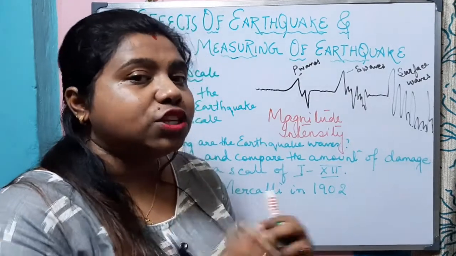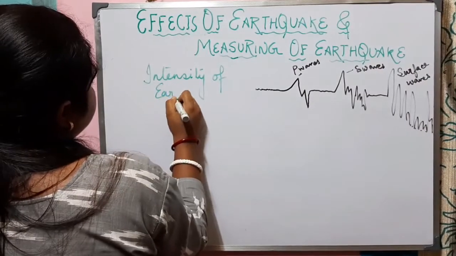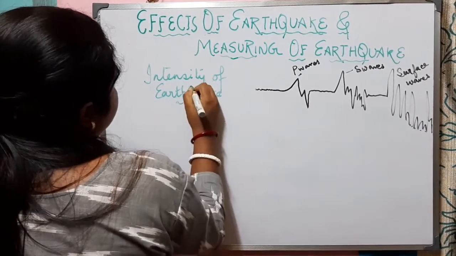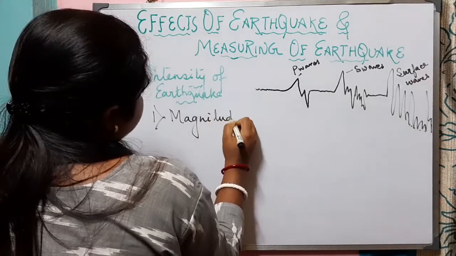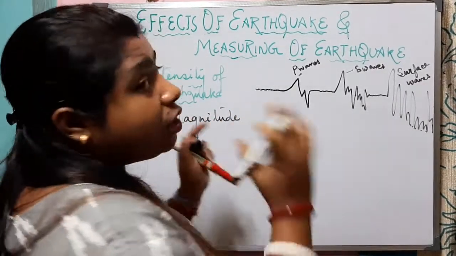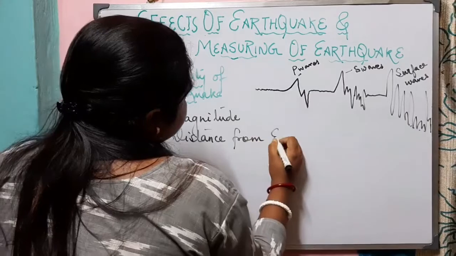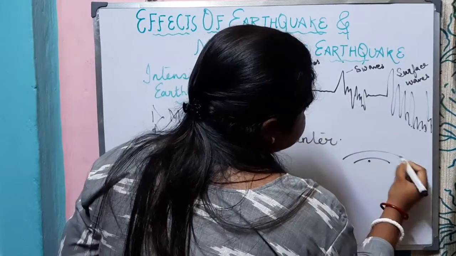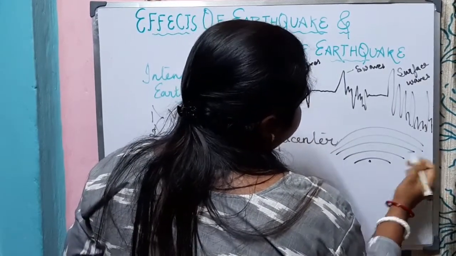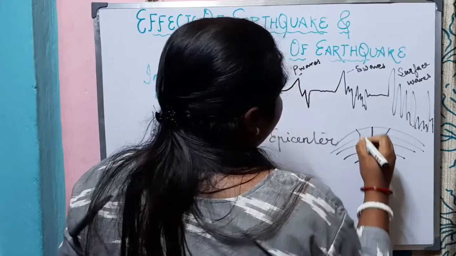The intensity of the earthquake depends on certain factors. Let us know which are the factors on which the intensity of earthquake depends. Intensity of earthquake firstly depends on the magnitude of earthquake. More will be the magnitude of the earthquake, more will be the intensity of earthquake. It depends on distance from epicenter. More will be the distance, less will be the intensity of earthquake. So with increase in distance from the epicenter, the intensity of the earthquake will go on reducing.